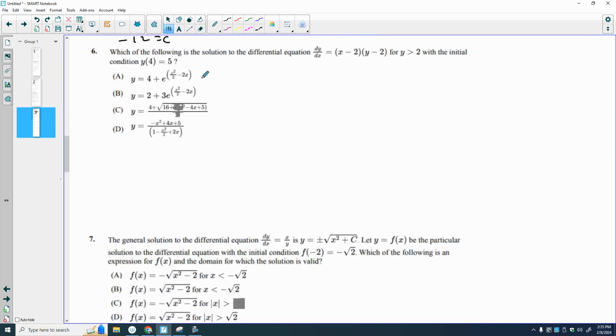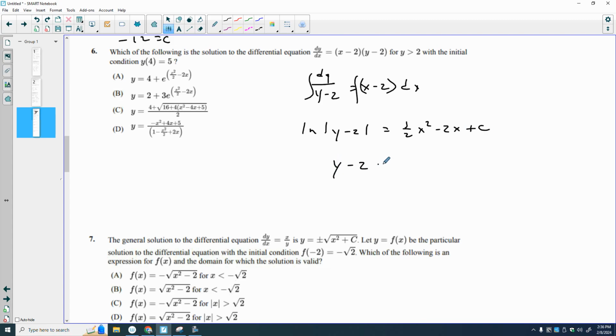All right, which of the following is a solution? Switch our places. dy over y minus 2 equals x minus 2 times dx. Integrate both sides. I get ln. Integrating, I get 1/2 x squared minus 2x plus c. Switching forms, y minus 2 equals e to that mess, and I'm going to bring that c down in front. So it's going to be c times e to the 1/2 x squared minus 2x. Adding the plus 2 on the end gives me letter B.